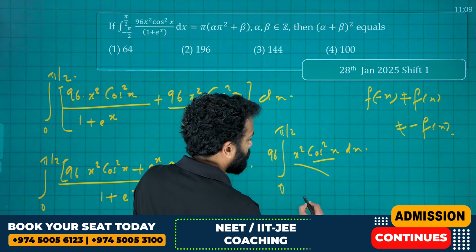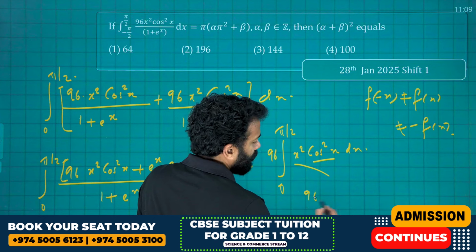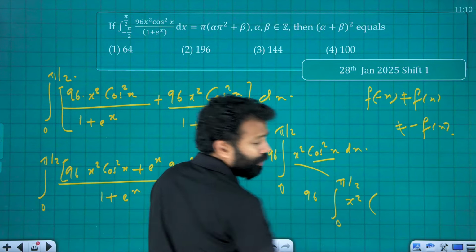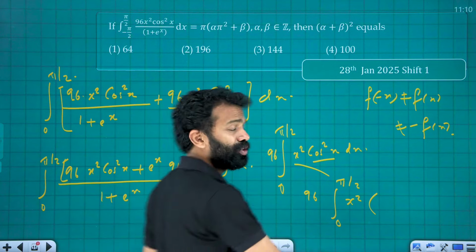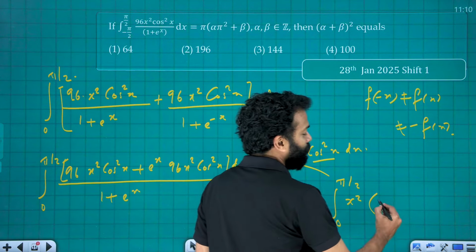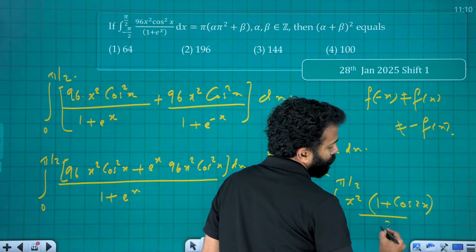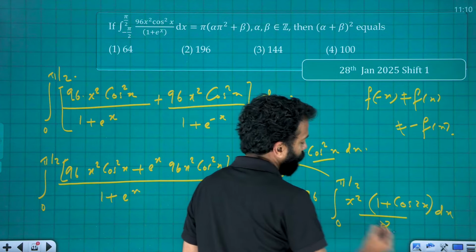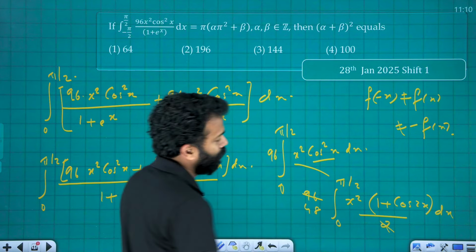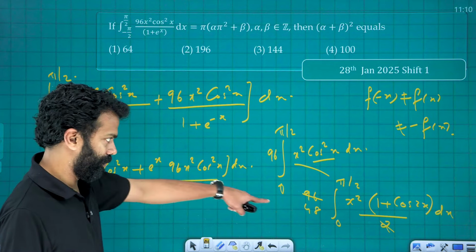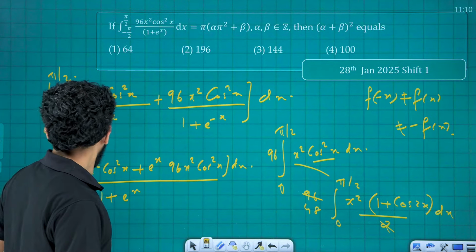Cos square x can be written as, that is 96 into integral 0 to pi by 2 x square into, how will you rewrite cos square x? It can be written as 1 plus cos 2x by 2, right? Therefore, it will be 1 plus cos 2x by 2 into dx. Therefore, it got cancelled and becomes 48. Then let's solve that.